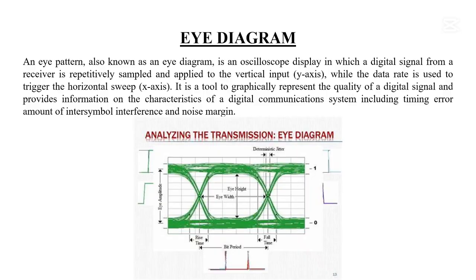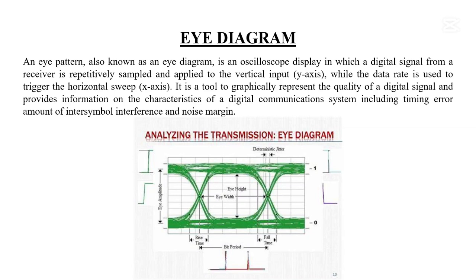Today's topic is the eye diagram. In the analog and digital communication lab, we will study the eye diagram. So what is this actually? In digital communication, the eye diagram is used to determine the quality of the received signal. We can analyze the graph and then check the quality of the received signal.